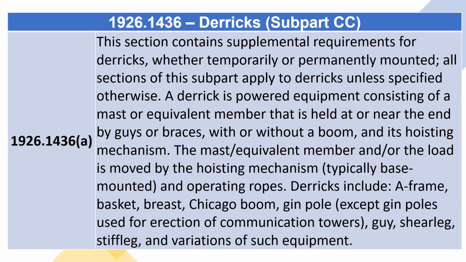A derrick is powered equipment consisting of a mast or equivalent member that is held at or near the end by guys or braces, with or without a boom, and its hoisting mechanism. The mast/equivalent member and/or the load is moved by the hoisting mechanism, typically base-mounted, and operating ropes. Derricks include A-frame, basket, breast, Chicago boom, gin pole (except gin poles used for erection of communication towers), guy, shear leg, stiff leg, and variations of such equipment.